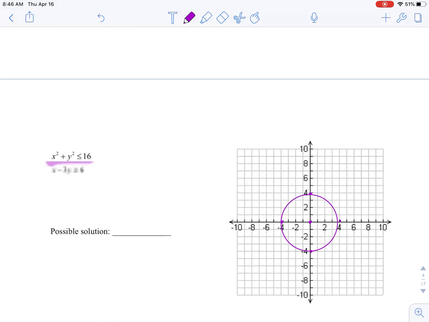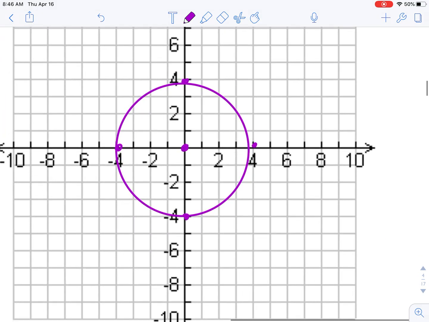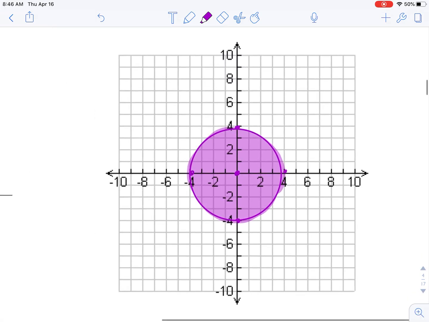And now we have to think about where our shading is. It says we're less than. Think of that as less than the radius. If we're less than the radius of 4, that means all the solutions, the radius will be inside the circle. So our shading is going to be inside.